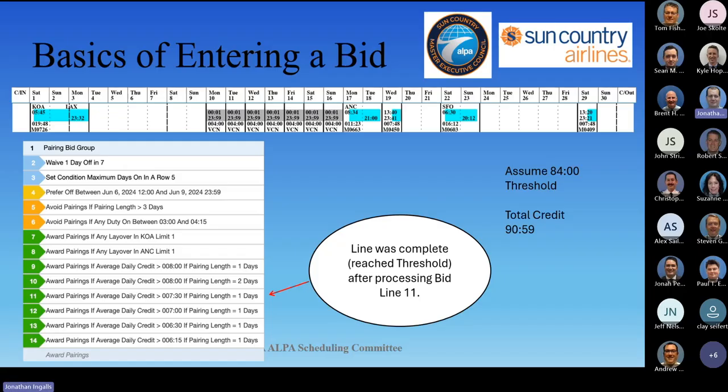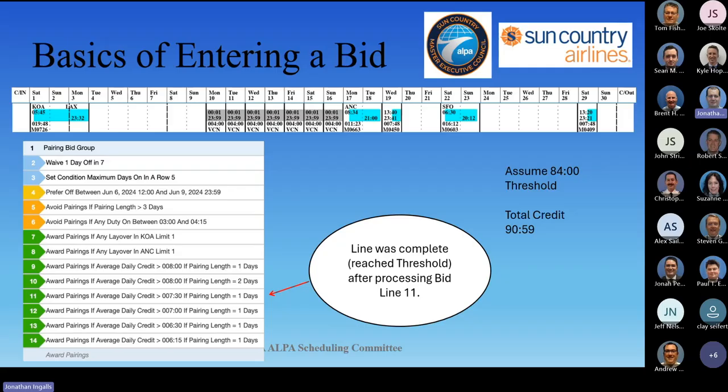In this example, the first bid we tell the system is wave 1 and 7 off. Line 3, then we say set condition, maximum days on in a row 5. We've now told the system how we want to build our schedule. Now let's tell it what we don't like. We prefer off June 6th at noon to June 9th at midnight. Okay, all of those trips are removed from our pool of pairings. All right, line 5, avoid pairings if they're longer than 3 days. All the 4, 5, 6-day trips are removed from our pool of pairings. I don't want to be on duty between 3 a.m. and 4:15. Great, removed from our pool of pairings.